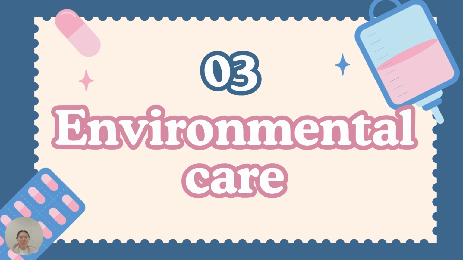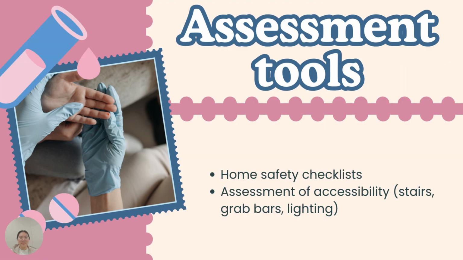Finally is environmental care. Assessment tools are only home safety checklists and assessment of accessibility, like stairs, grab bars, and lighting. Some home safety items can be a non-slip carpet, or a seat raiser for elderly people when they sit on the toilet so that they cannot go too deep. Also, sandals, slippers, and the lights and electricity should be made safe for elderly people when they live in their home.